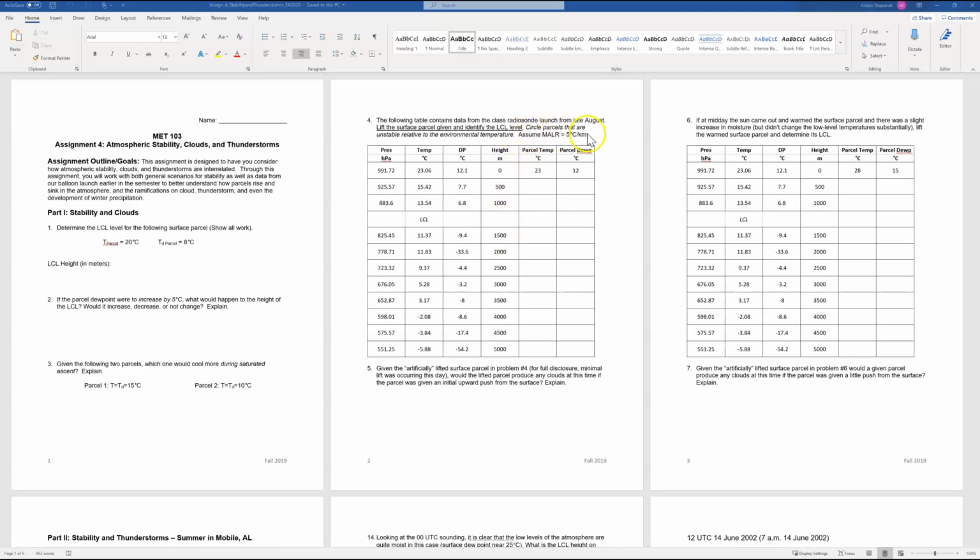Also, be sure to circle the parcels that are unstable relative to the environmental temperature. Remembering when we talk about an unstable parcel, it's simply warmer than the environmental temperature. Here is your environmental temperature.